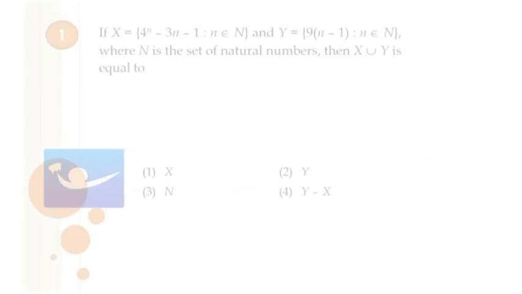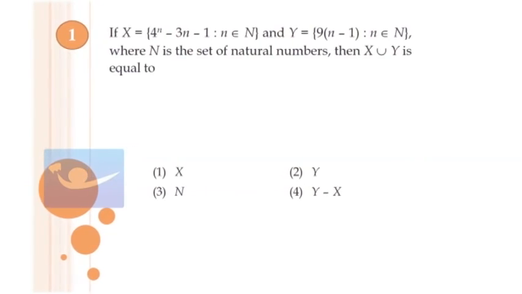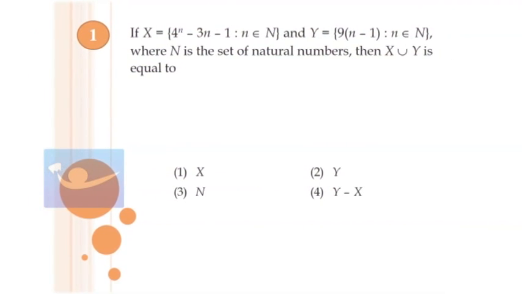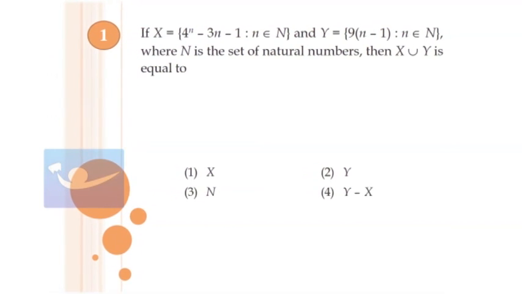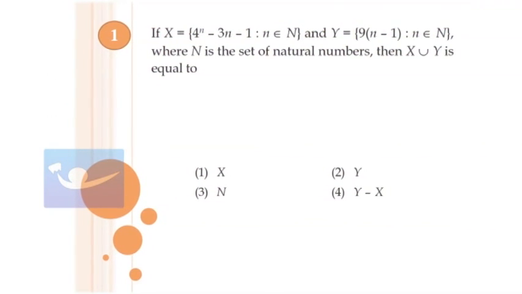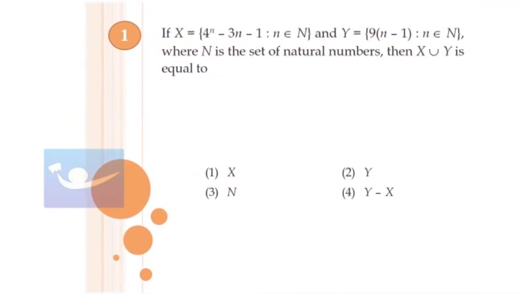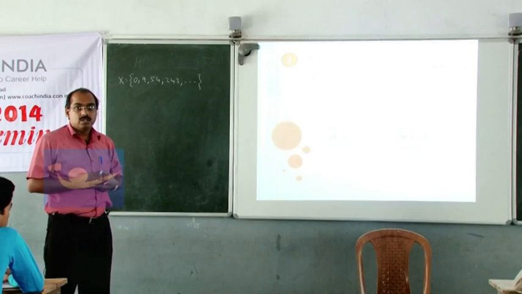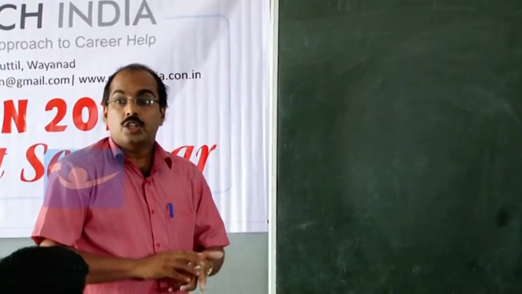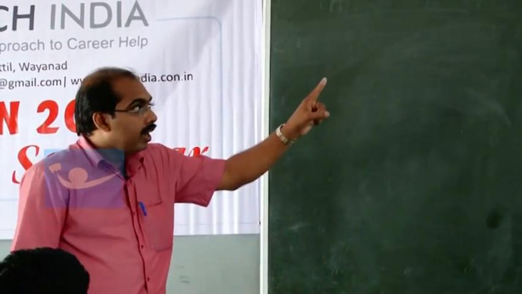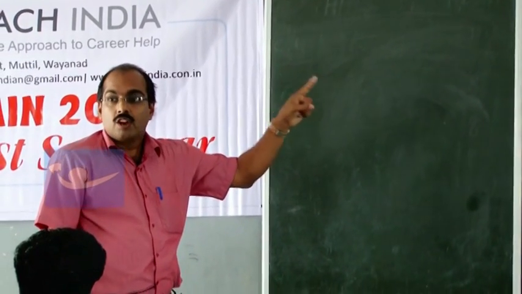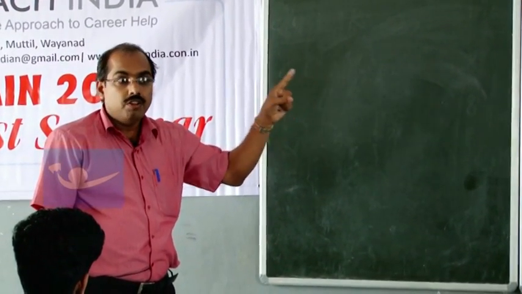The first question is: x equal to 4 raised to n minus 3n minus 1, where n is an element of N, y equal to 9 into n minus 1, where n is an element of capital N, where N is the set of natural numbers. Then x union y is equal to. The method of doing this is, we have to identify the sets x and y. Identifying the sets means, we have to identify what the elements of this set are.